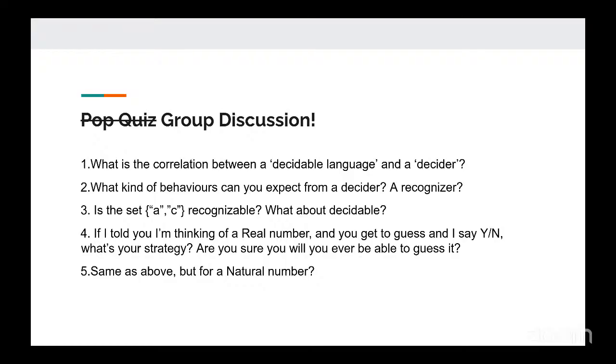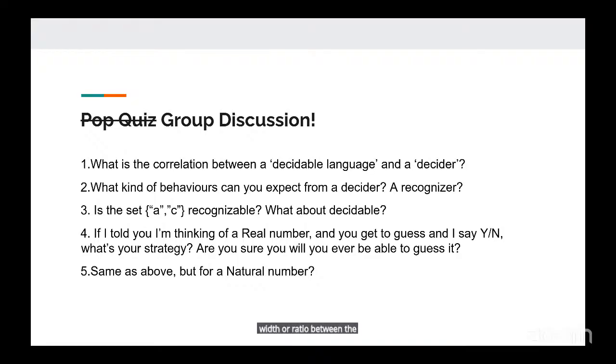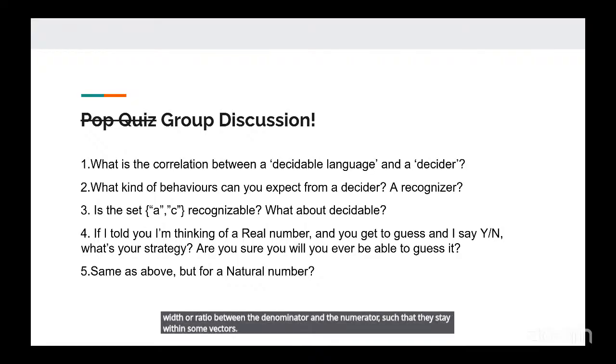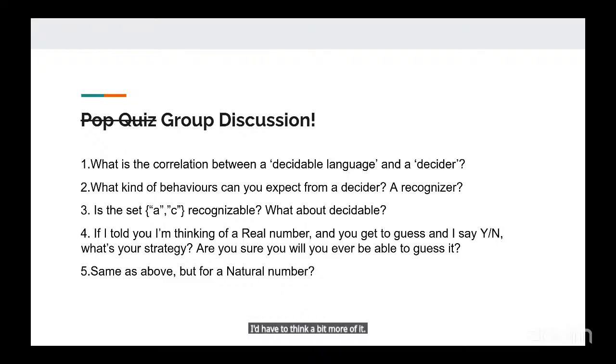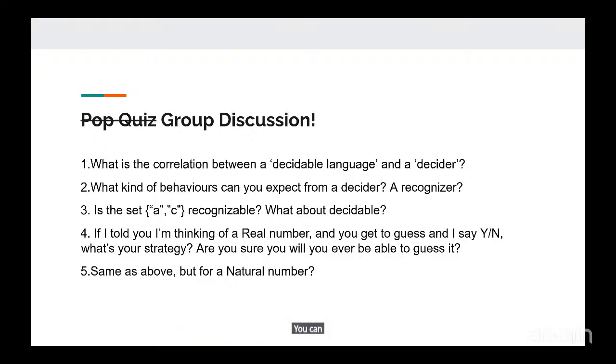But you can't use the argument that if you restrict between 0 and 1, there's sort of equally many rational numbers. So yes, but if you can count them, that just means that you can eventually. I guess it's not because it's between 0 and 1, because if you fix the denominator and change the numerator, eventually that's going to get it up. There's only a certain ratio between the denominator and the numerator such that they stay within some interval. I'd have to think more about that. Yeah, if you could say that they are countable, then you can enumerate.